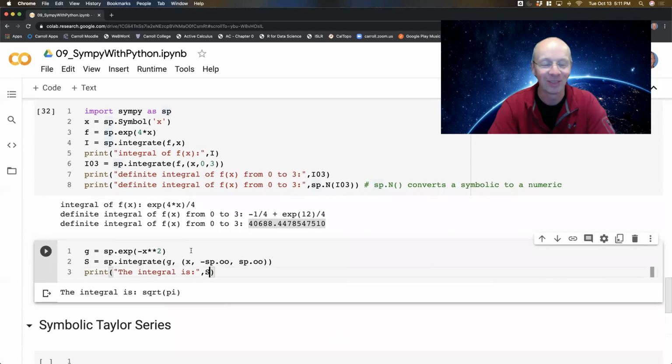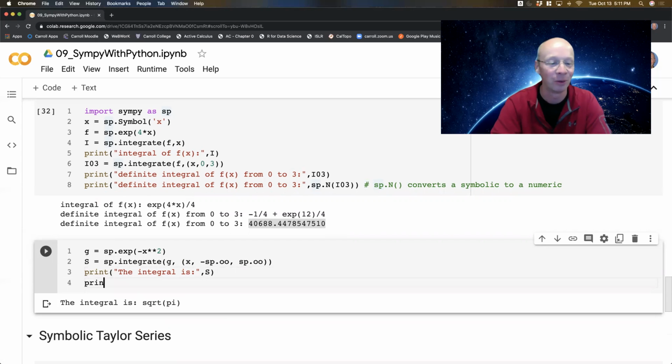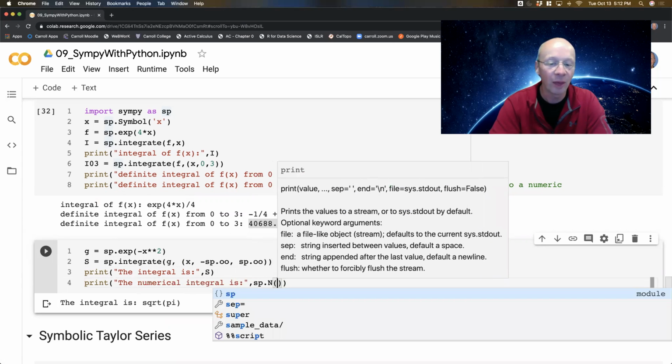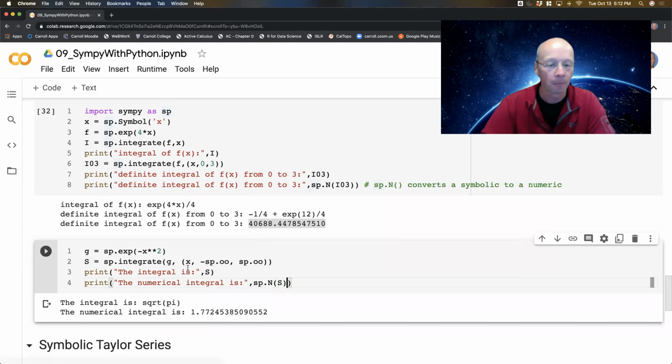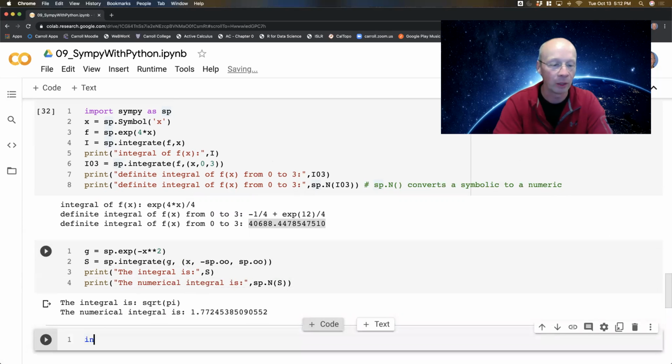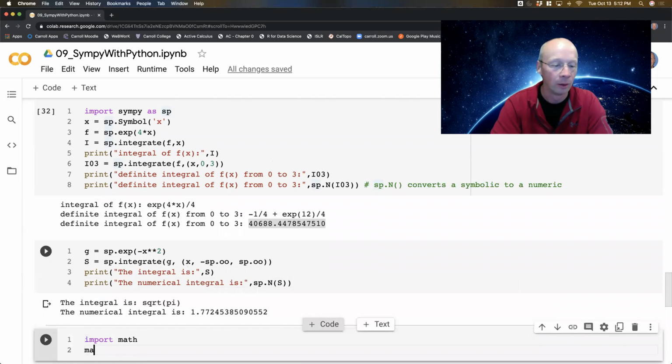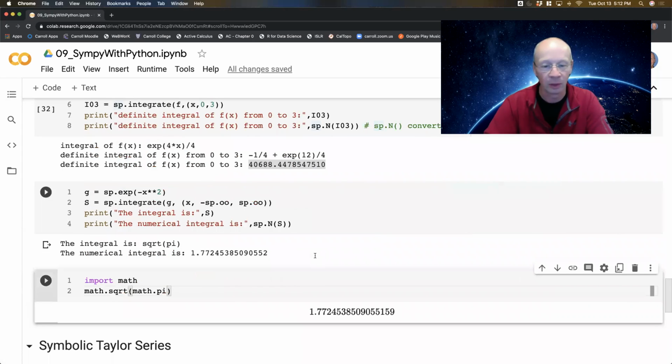And it gives us that the answer is square root of pi, which I love this result. It's just such a beautiful little result. If we change that to a numerical, I can calculate what square root of pi is. I just as well could have come down here and said import math and done math.sqrt of math.pi. And I get the exact same thing. That's all perfectly well and good.